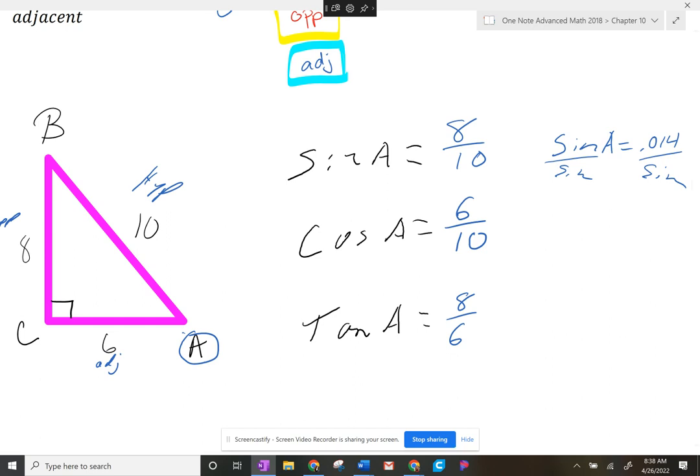So on your calculator, for you to be able to solve for whatever this angle is, hopefully you can see where your calculator says sine. You guys have a calculator?